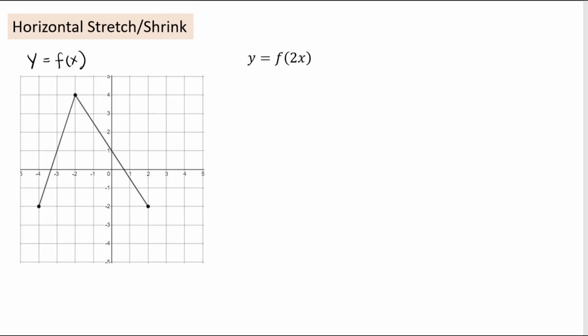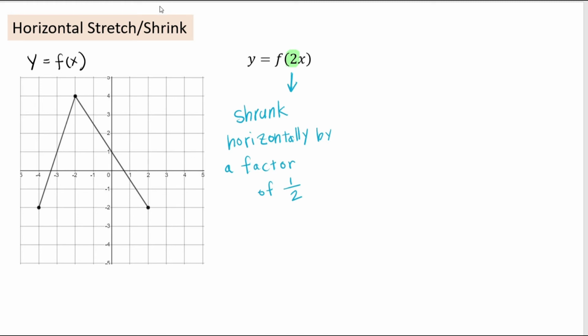Now let's look at the example of horizontal stretch and shrink. We have the graph of y is equal to f of x. Based on this function, we want to graph y is equal to f of 2x. Because x is multiplied by 2, you might expect to increase each x value by a factor of 2. However, we need to multiply each x value by 1/2.